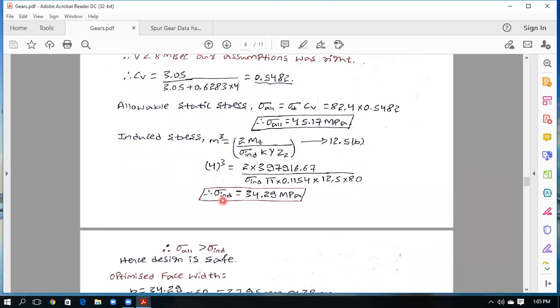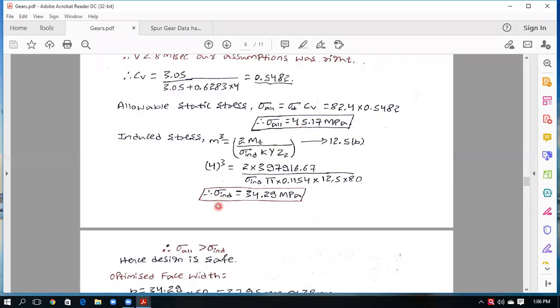If you see the induced stress, the allowable stress always has to be greater than the induced stress. Then only the design will be safe. Induced means the stress which is induced in the gear, and the maximum allowable stress which a member can withstand is 45. Induced stress cannot be greater than the allowable stress. When it is greater, the design of the gear will fail.